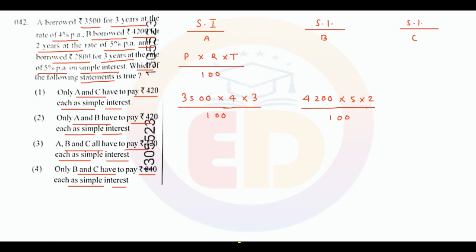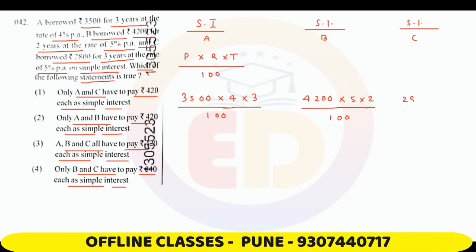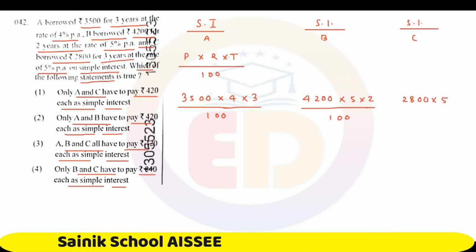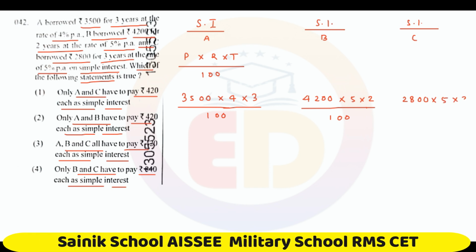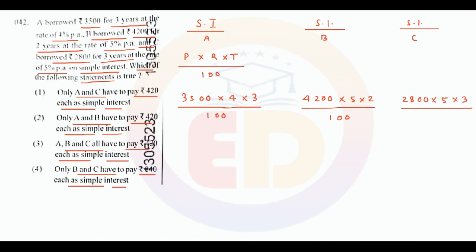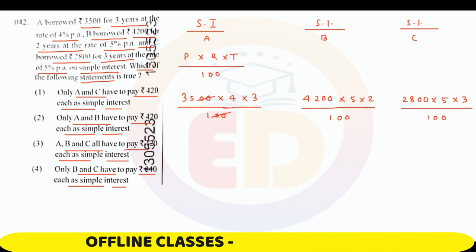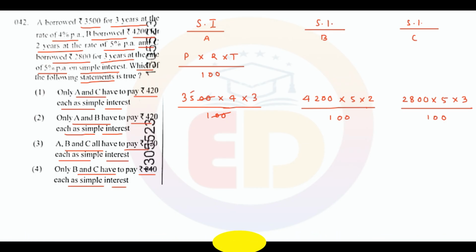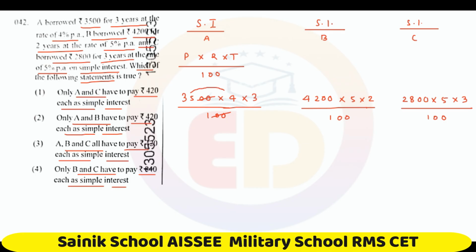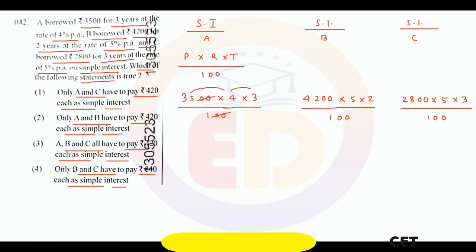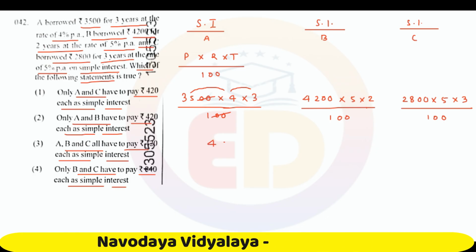For C, the principal is 2800, rate of interest is 5%, and time is 3 years. When you calculate, you can simply cancel out the two zeros of 100 and the two zeros of 3500. 35 into 4 is 140, 140 into 3 is 420. So the SI amount of A is 420.